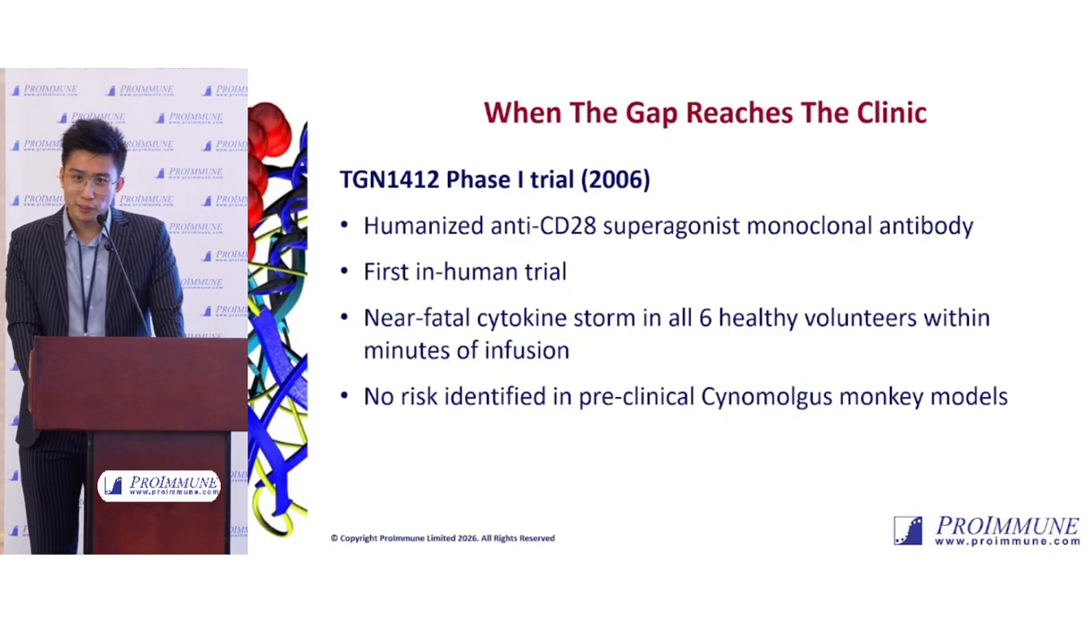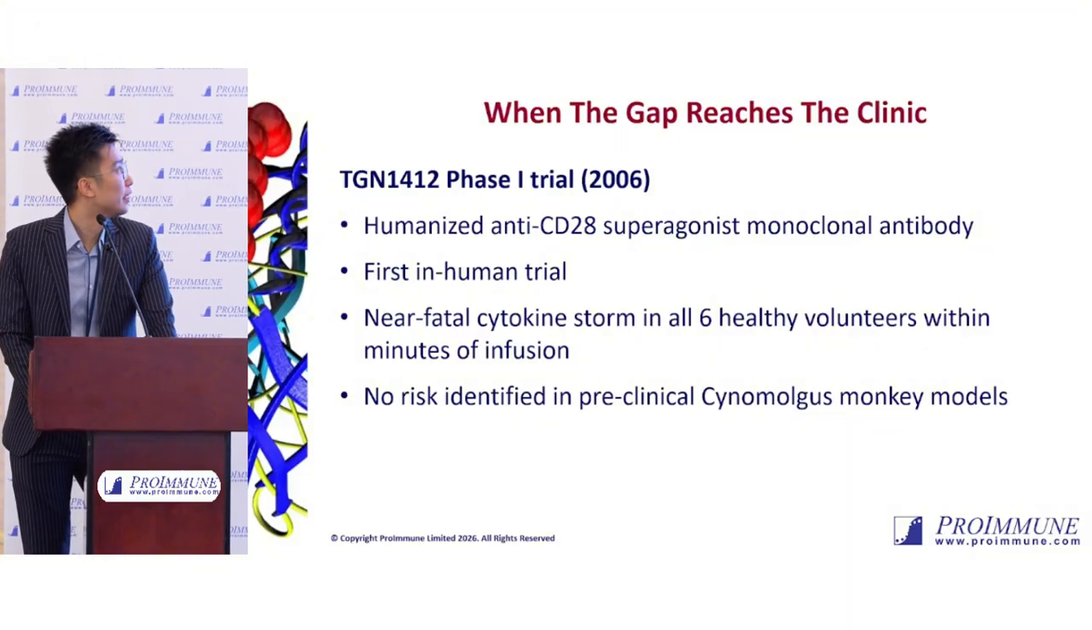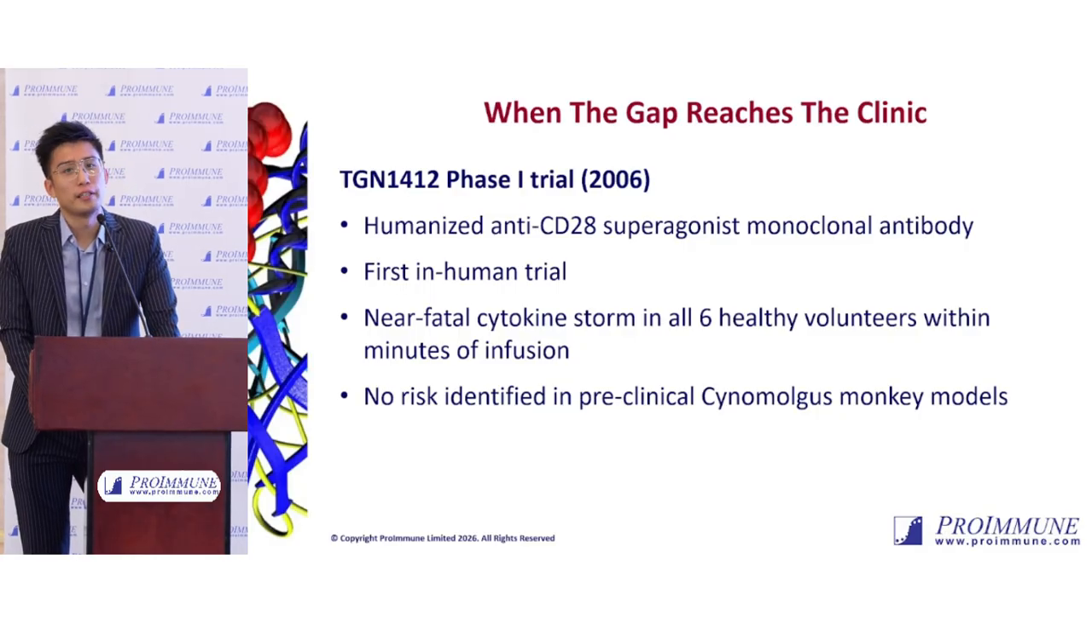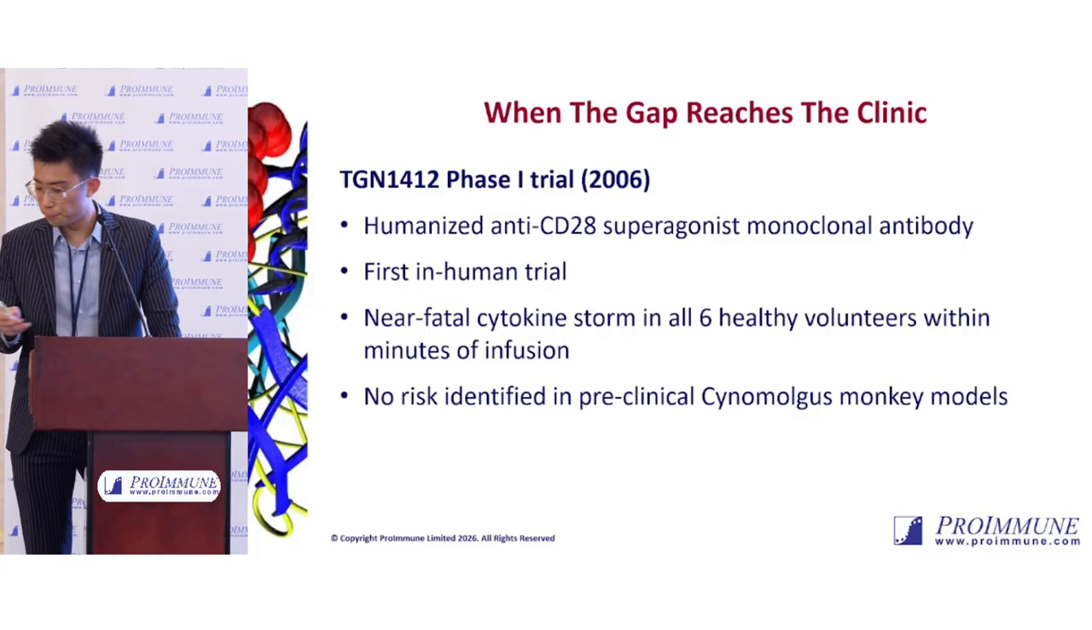When the gap actually reaches the clinic, this is where the classic case study comes in, TGN1412. It's a humanized anti-CD28 superagonist monoclonal antibody. In the first-in-human trial, there was a near-fatal cytokine storm in all 6 healthy volunteers within minutes of infusion. This was clearly unexpected because they did not see any risk when they used an animal model. And that begs the question: how can we address it before it reaches the clinic to avoid such an unfortunate incident happening again?